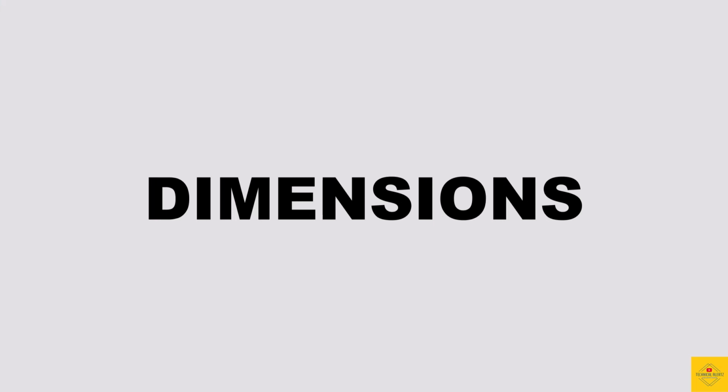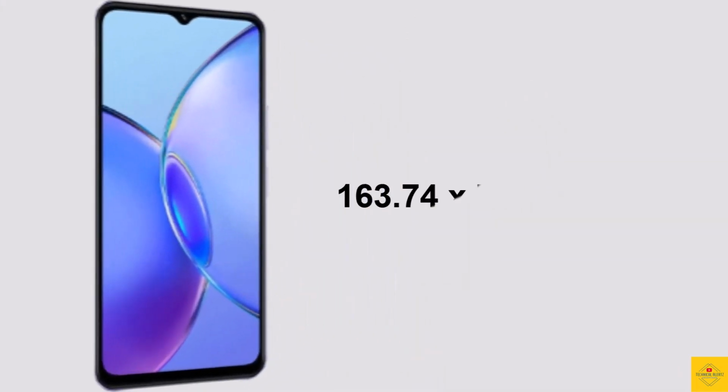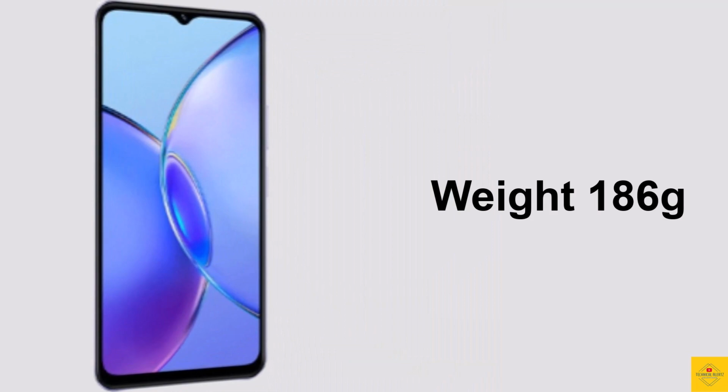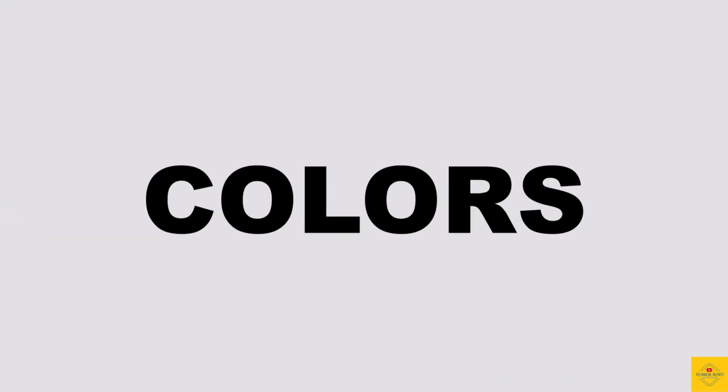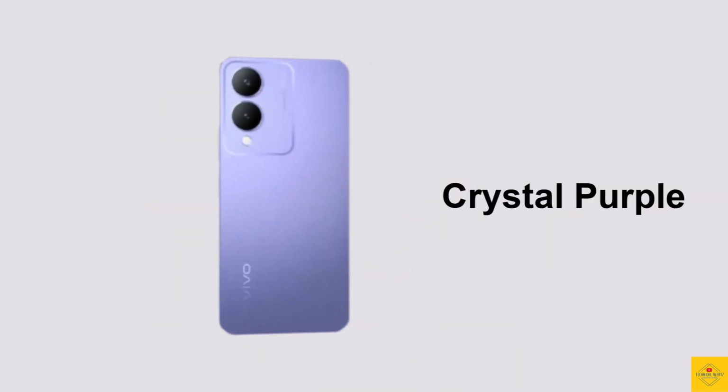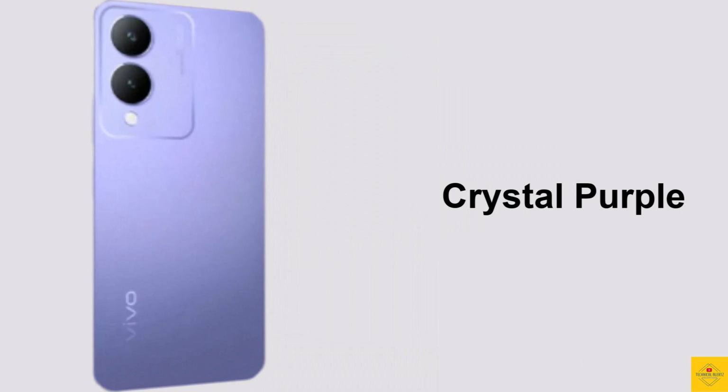The physical dimensions of the smartphone measure 163.74 by 75.43 by 8.09 mm, and it weighs around 186 grams. The color options are wild greenery and crystal purple.